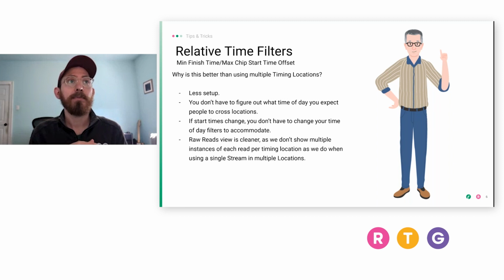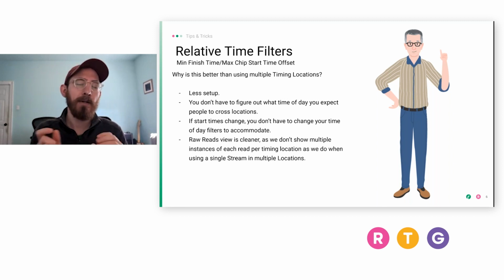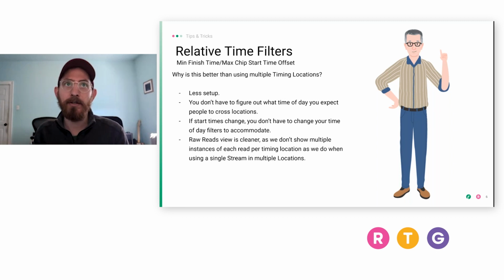Number 2, you don't have to figure out what time of day you expect people to cross locations. You still have to set up the initial overall for this location, consider start times until this time, start considering finish times after that time, but you don't have to figure it out on a per event basis and then go through each location and set them. So it makes things a lot easier for that purpose.